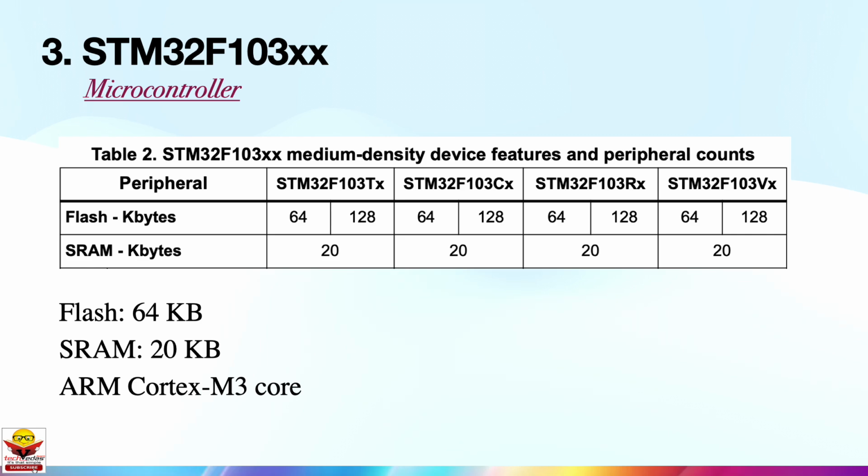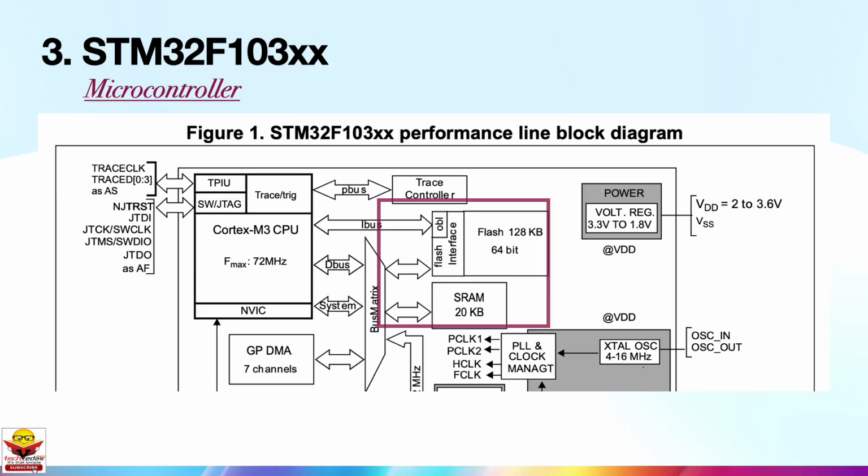Here I am using the STM32 family microcontroller, which has flash memory size from 64 to 128 KB and RAM size of 20 KB. You can also refer to the microcontroller datasheet for the block diagram and memory specifications.